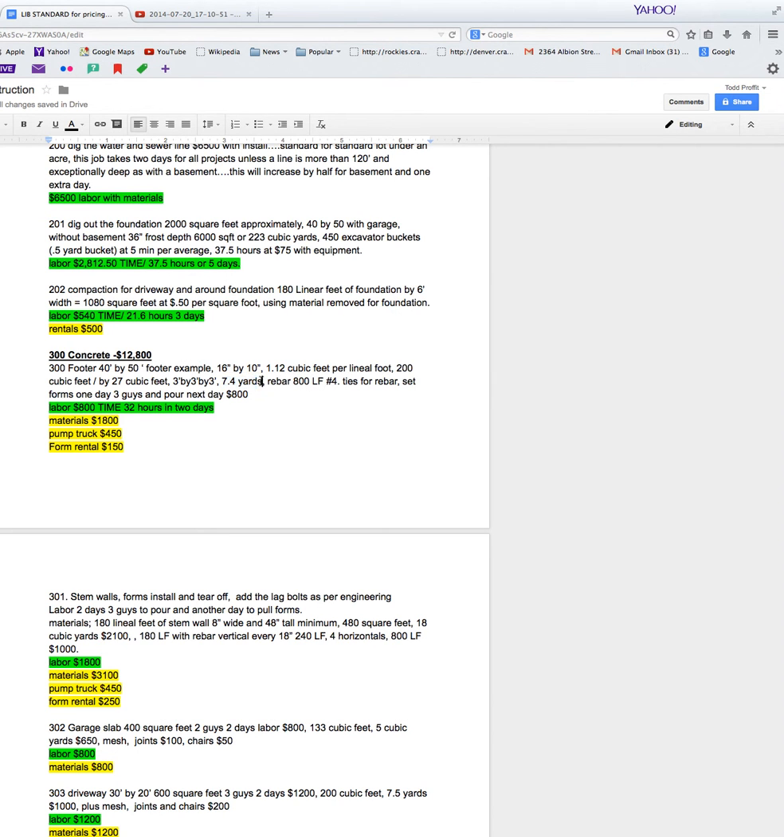Okay, so 7.4 yards. It's basically 130 a yard. So we'll just say 8 times 130. So that's 1,040. Rebar, so let's just put that, round up to 8. That's going to be 840. Okay. Rebar, 800 linear feet, number 4. Ties for rebar. So we're just going to put 800 here. It's basically $1 a lineal foot with ties. Okay. The ties for rebar, they're usually right around $45. Okay. So there you go.